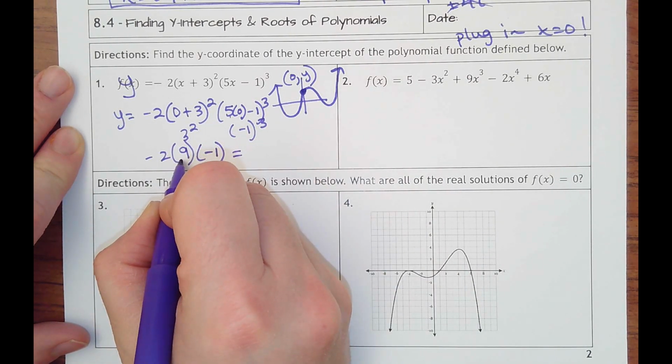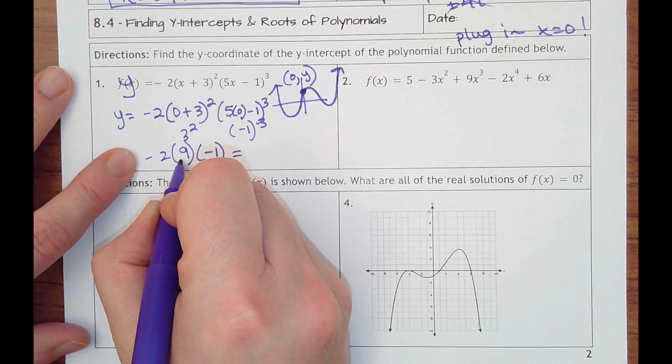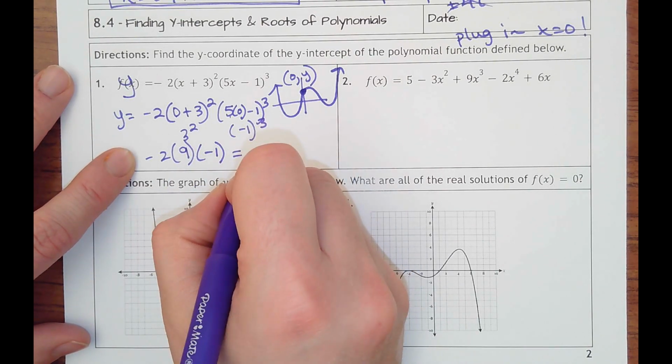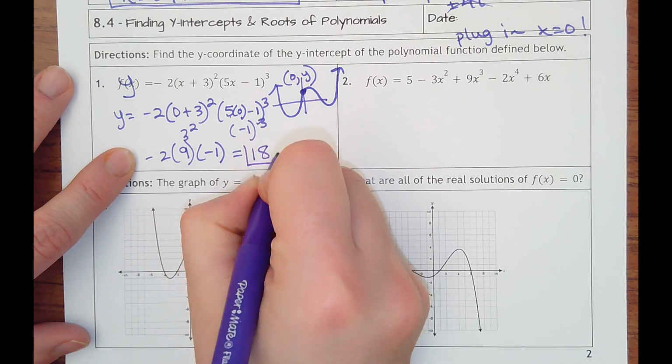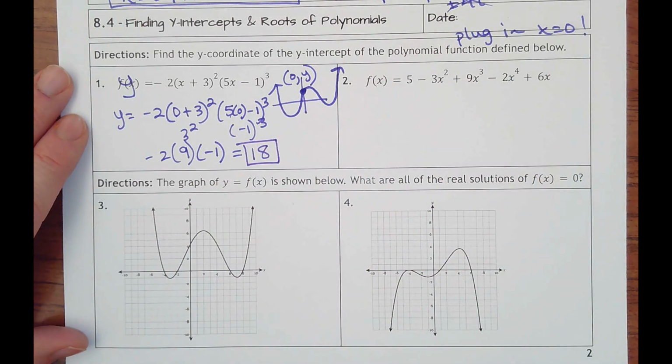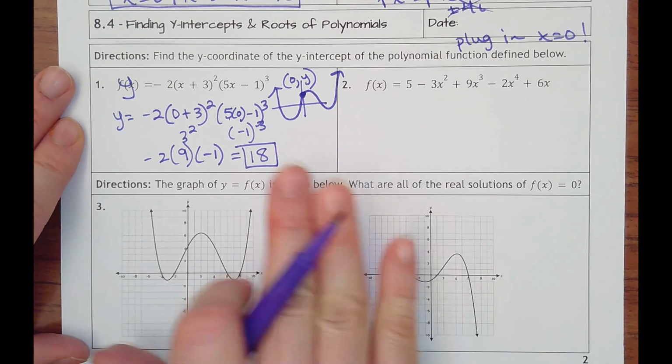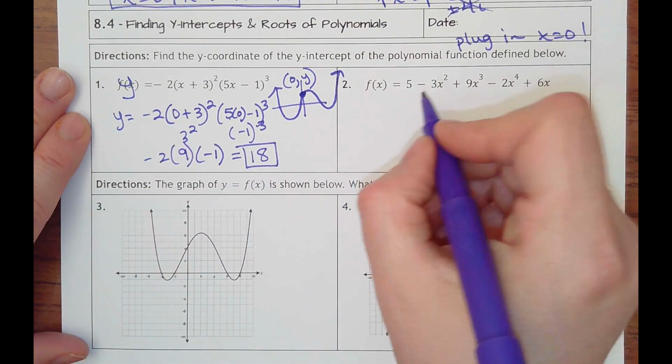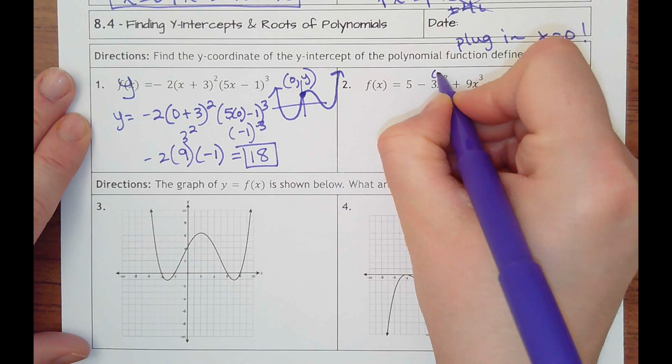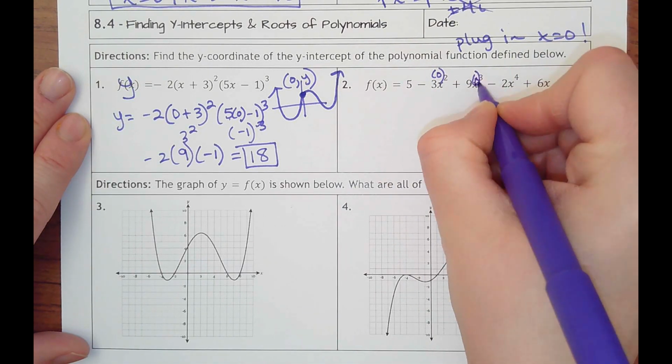-2 times 9 is -18. But -18 times -1 is 18. So it's at the point (0, 18), but they just want the y value. That's in factored form. Now in standard form, it's even easier because remember, you're just replacing every x value with 0.